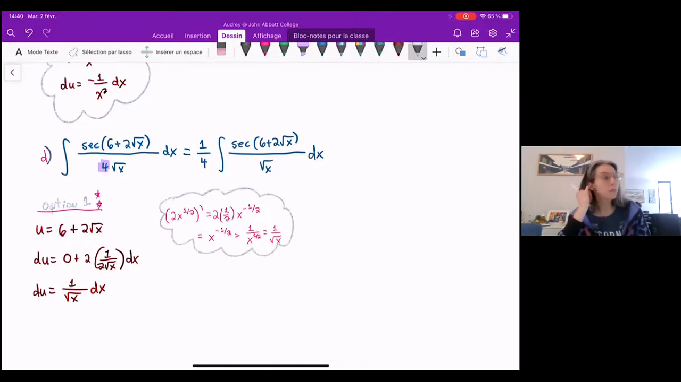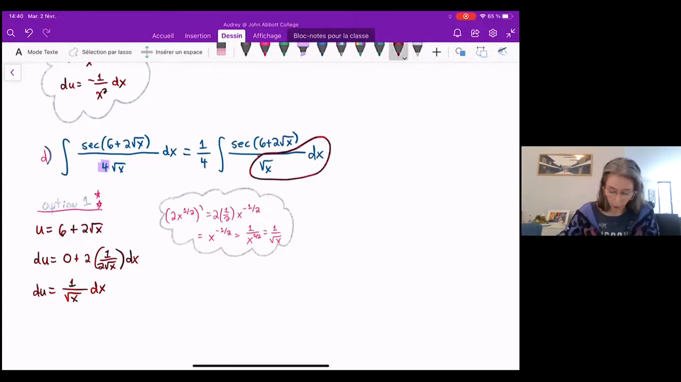Now it turns out I don't have to multiply by anything because guess what? My 1 over root x is already there. That's my du.